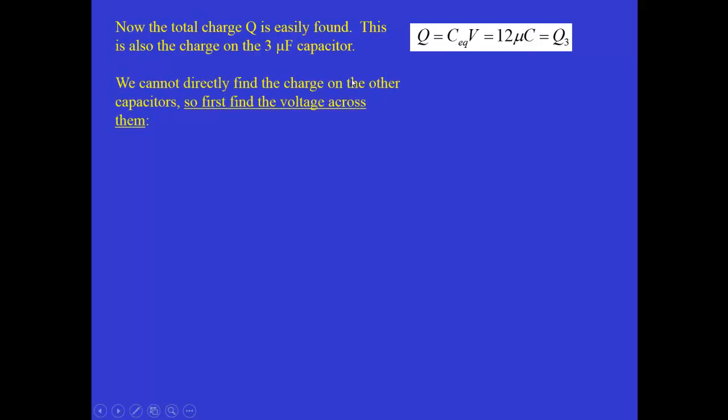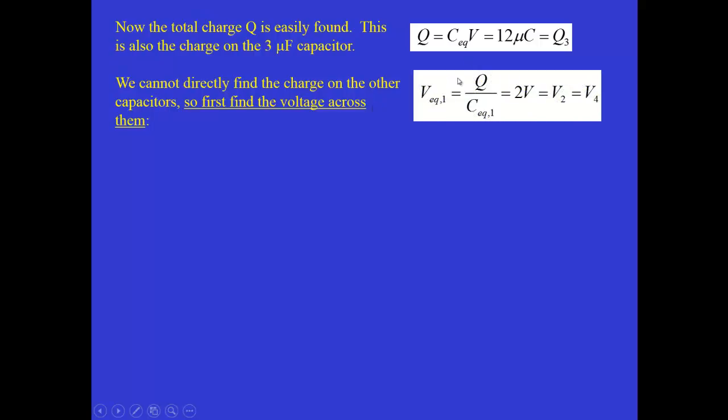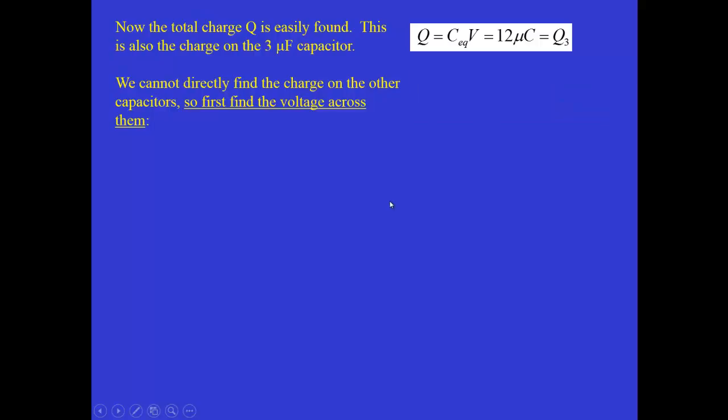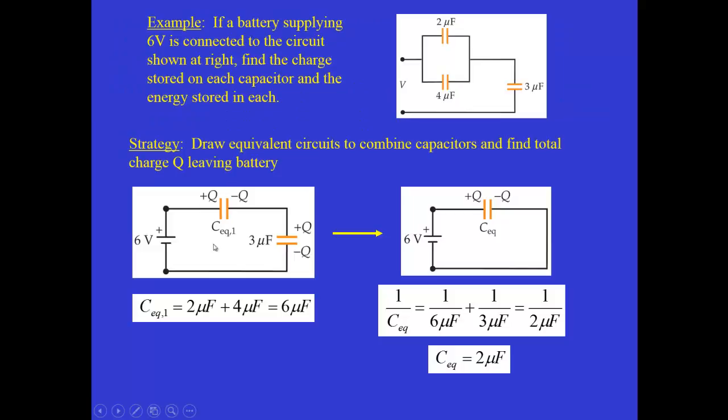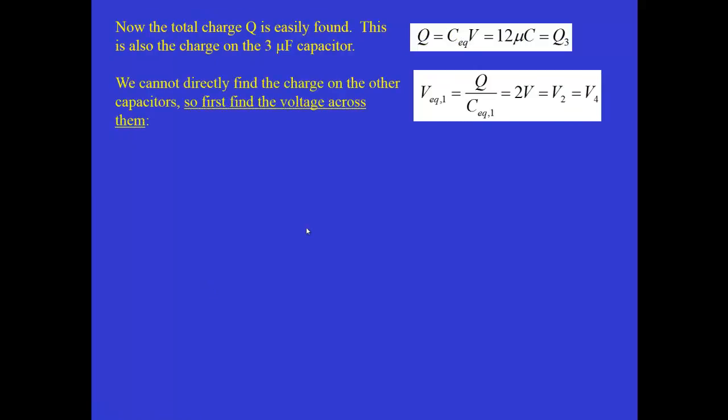We can't directly find the charge on the other 2 capacitors, although we know that the sum of them has to be this 12 microcoulombs. But we can first find the voltage across them. How do we do that? First, go back to our sketch. The equivalent voltage, VEQ1, is the voltage across this upper equivalent capacitor. So we can easily find it by taking the total charge divided by the capacitance. We know that total charge was 12 microcoulombs. We know the equivalent capacitance was 6 microfarads, so that's 2 volts.